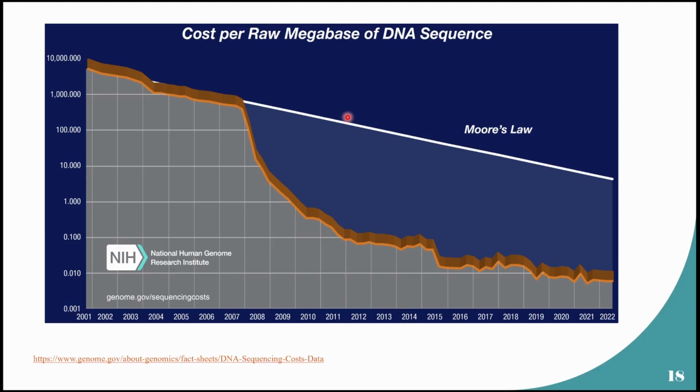So if any field follows the same pattern as Moore's law, then that field is progressing very well. In this particular plot, however, you will see the cost per raw megabase of DNA sequence after somewhere around 2007, 2008. So there is a very drastic change here, a very drastic decrease in the cost per raw megabase of DNA sequencing, okay?